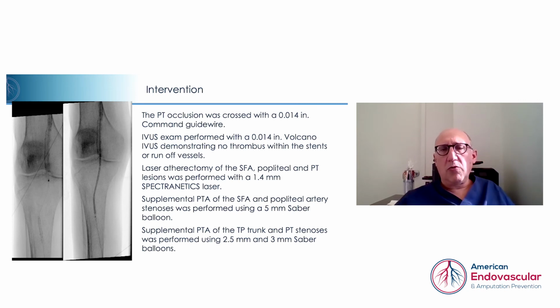The posterior tibial artery occlusion was crossed with a 0.014 inch Command guide wire, and the guide wire was advanced into the lateral plantar artery. IVUS exam performed with a 0.014 inch Volcano IVUS demonstrated no thrombus within the stents or the runoff vessels. Laser atherectomy of the superficial femoral artery, popliteal artery, and posterior tibial artery lesions was performed using a 1.4 millimeter Spectranetics laser fiber. Supplemental percutaneous angioplasty of the superficial femoral and popliteal artery stenoses was performed using a 5 millimeter diameter Sabre balloon. And supplemental angioplasty of the tibioperoneal trunk and posterior tibial artery stenosis was performed using 2.5 and 3 millimeter diameter Sabre angioplasty balloons.